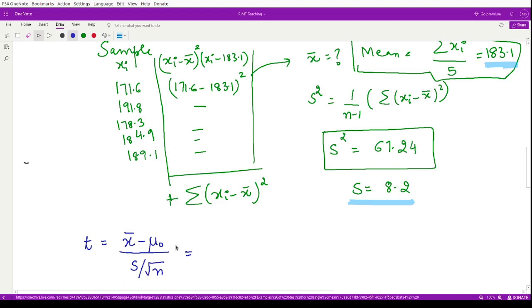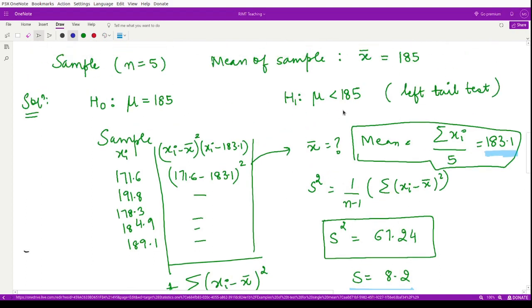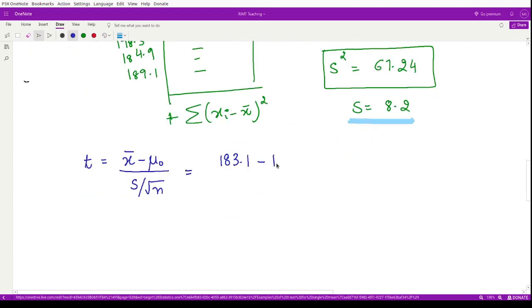So you have the value x bar, which you have calculated to be 183.1. Mu naught is given to you in the question, that is 185. So this is 185 divided by s, that is 8.2, divided by square root of n, and n is 5 here. So you have to solve this. Here you would have the value as minus 0.49. So this is your calculated value of t, right?